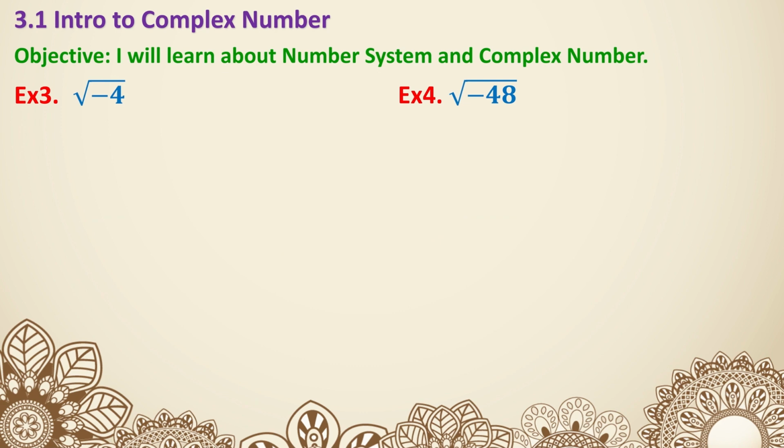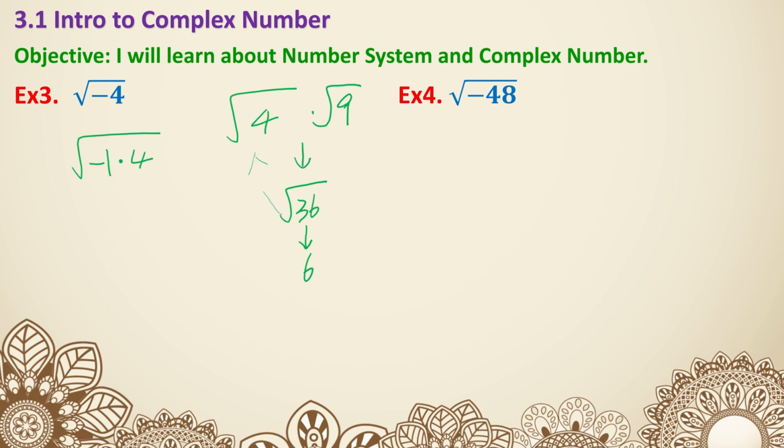Well, example 3, square root of -4, that is square root of -1 times 4. And here's the thing, typically when we have, say, square root of 4 times square root of 9, we can choose to multiply them together and get a square root of 36, and then simplify it to be a 6. Which means we can also go backward. We can choose to break numbers apart. So this is the same as a square root of -1 times a square root of 4.